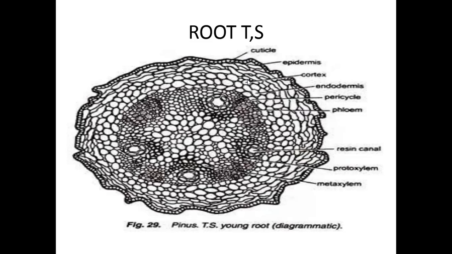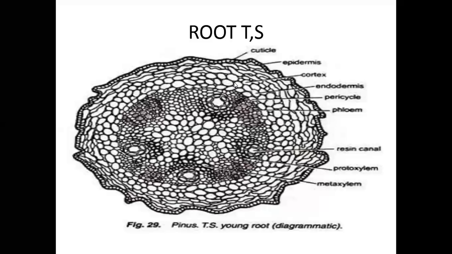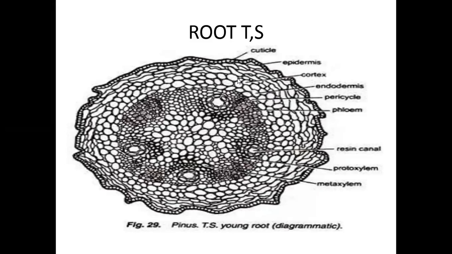Beneath the epidermis, the cortex is present. The cortex is divided into two subportions. One is outer cortex, second one is inner cortex. Outer cortex is made by collenchyma tissue, clearly visible. And inner cortex is made by normal parenchyma tissue. They are loosely arranged and they maintain intercellular spaces. These help in storage of starch food material.